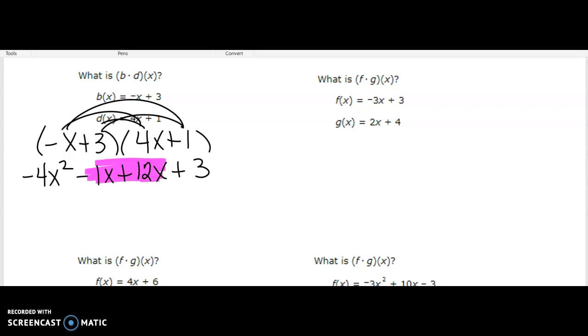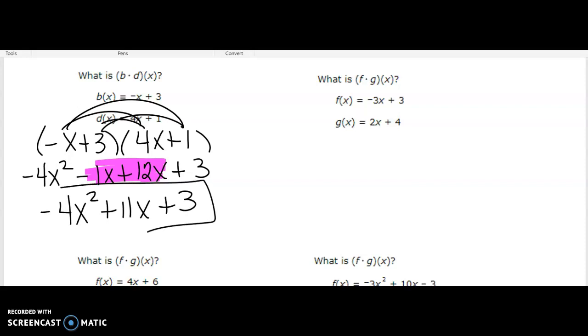These are like terms, so we're going to put them together. So negative 4x to the second. Negative 1 plus 12 would be positive 11x plus 3. There are no more like terms, so you would be finished.